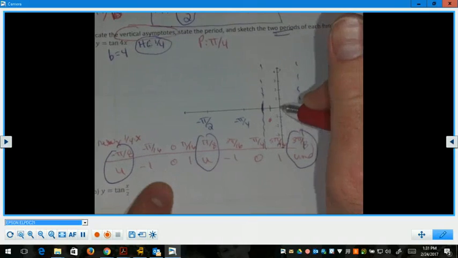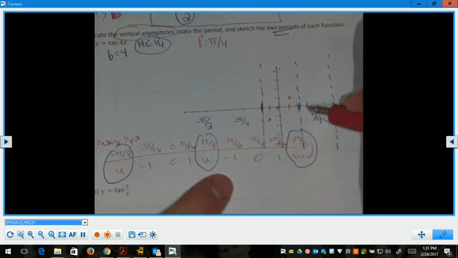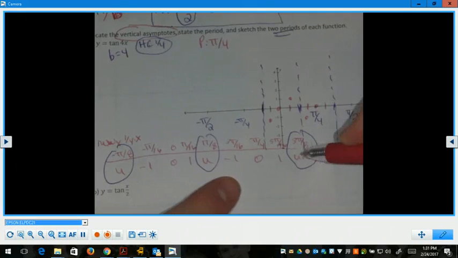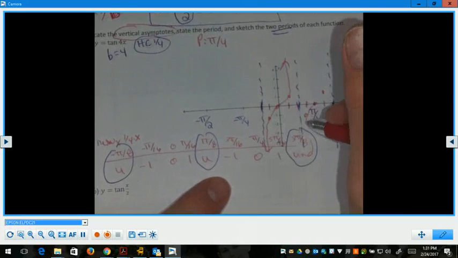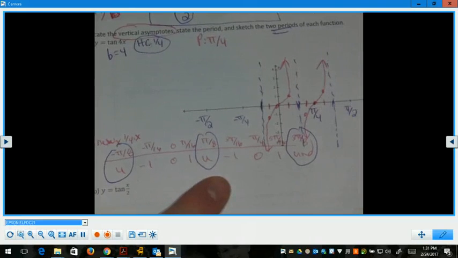So at this one, I go to negative 1. At 0, it's 0. At pi over 16, it's 1. At 3 pi over 16, it's negative 1. Pi over 4, it's 0. 5 pi over 16, it's 1 again. So just like our parent function, this will look the same within those asymptotes, this one going down, this one going up.